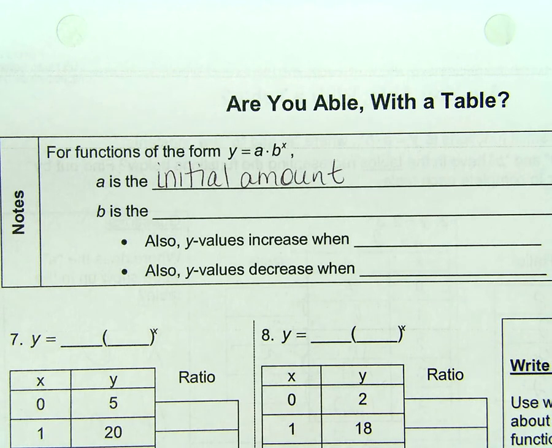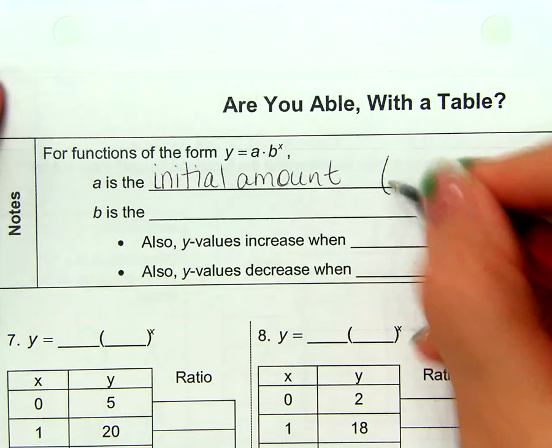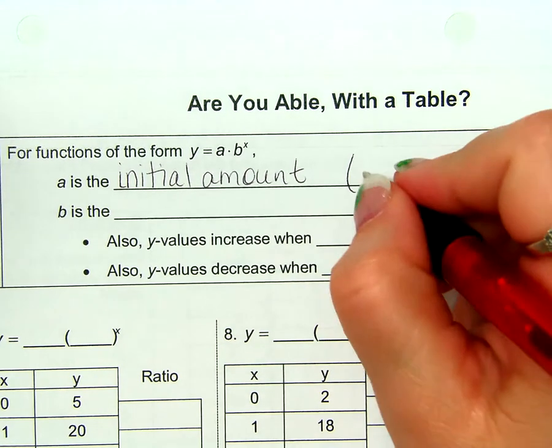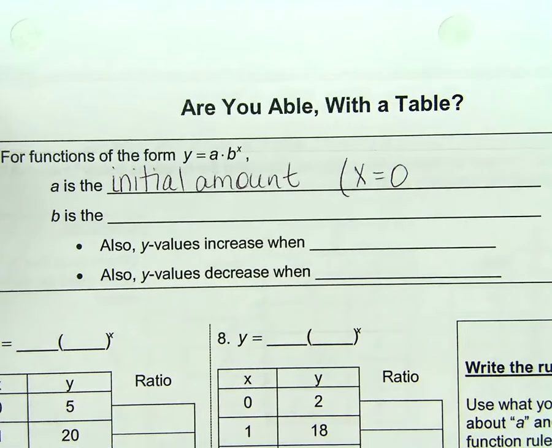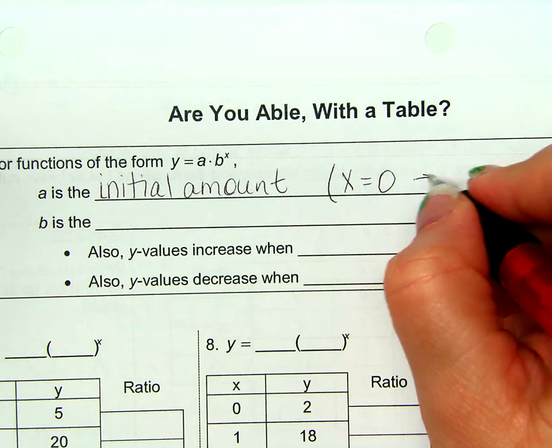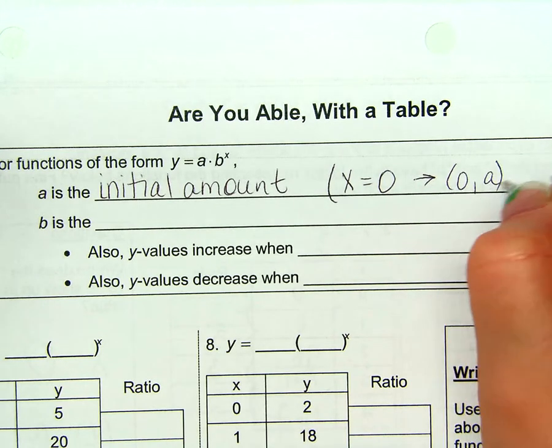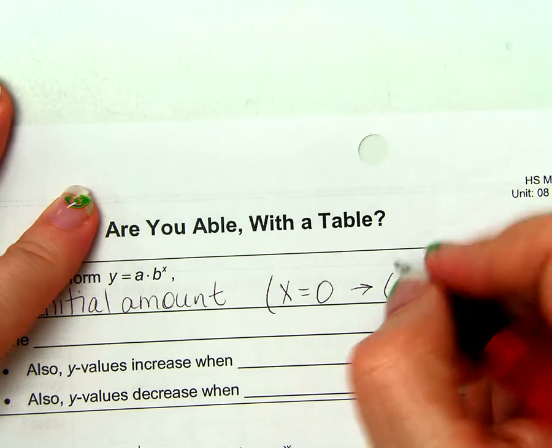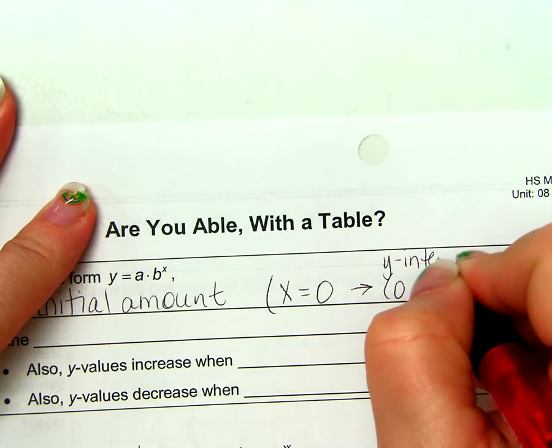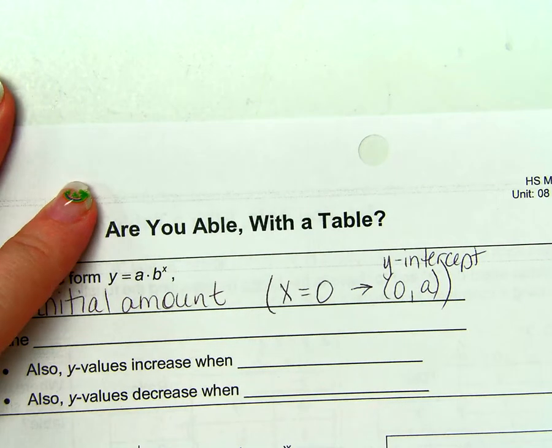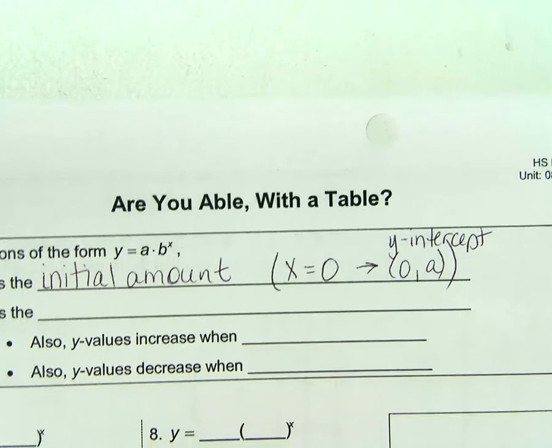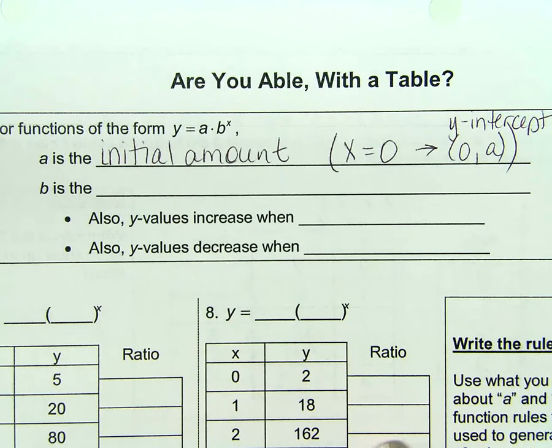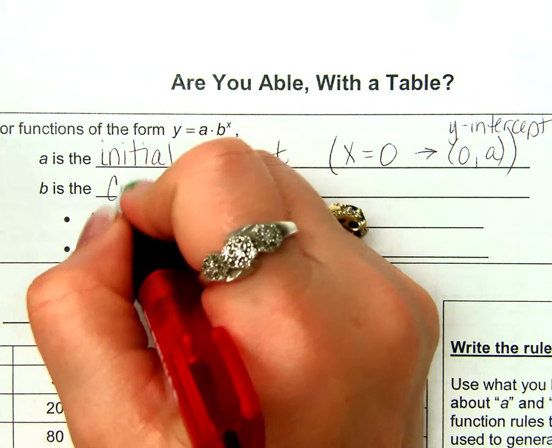Now, the definition that would make more sense compared to the tables that we just looked at would be where x equals 0, right? And we could write that by saying (0, A). Wait, what's that called? (0, A). That is the y-intercept. Okay. So what's B? Common ratio. Very good.